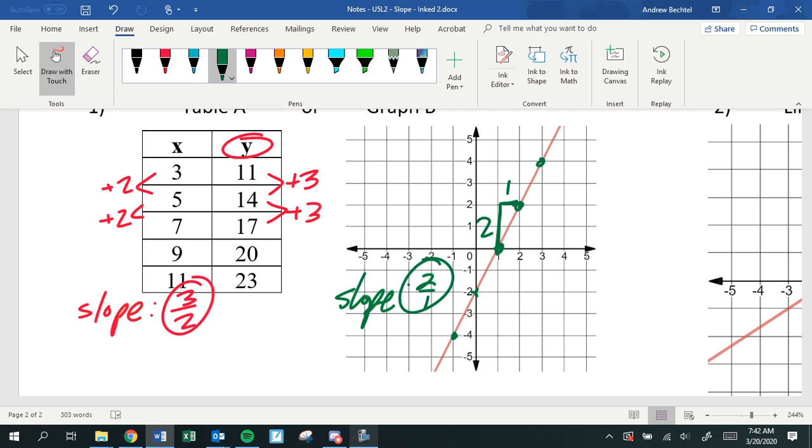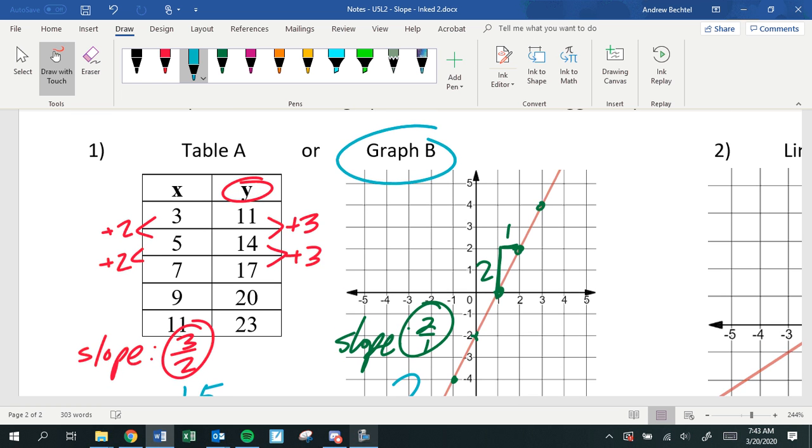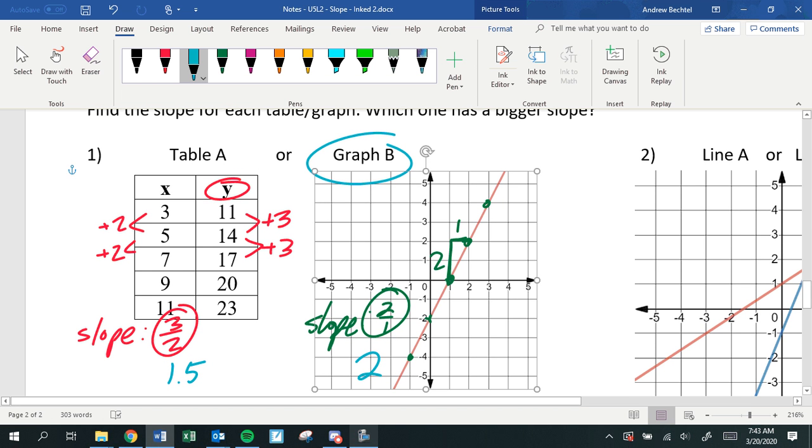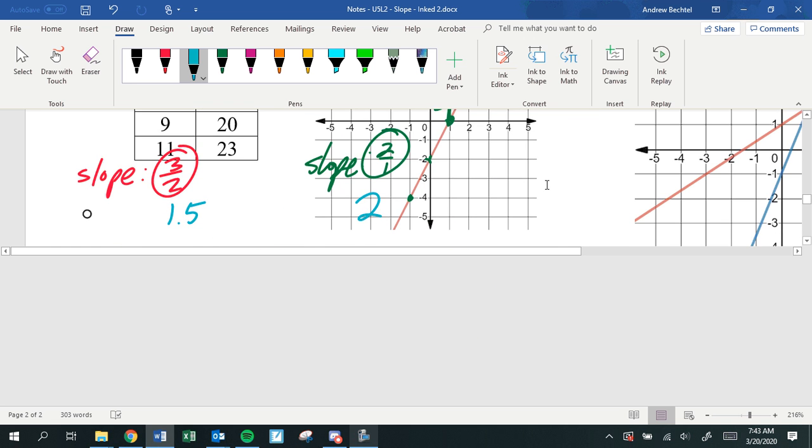Which of those slopes is bigger? Well, if we divide the top by the bottom, we get 1.5 over here, and we get 2 over here. So graph B has the bigger slope. Again, we get that number by dividing those fractions, the 1.5 and the 2.